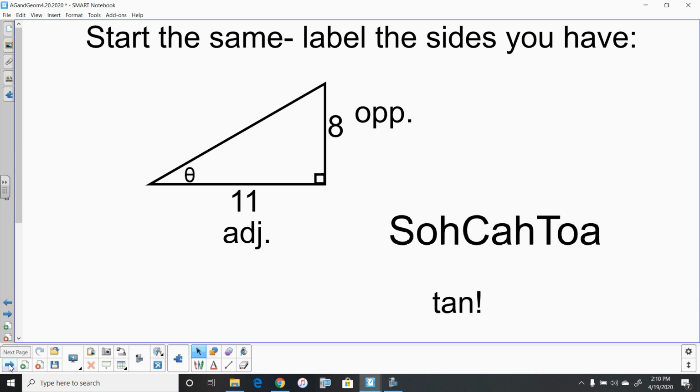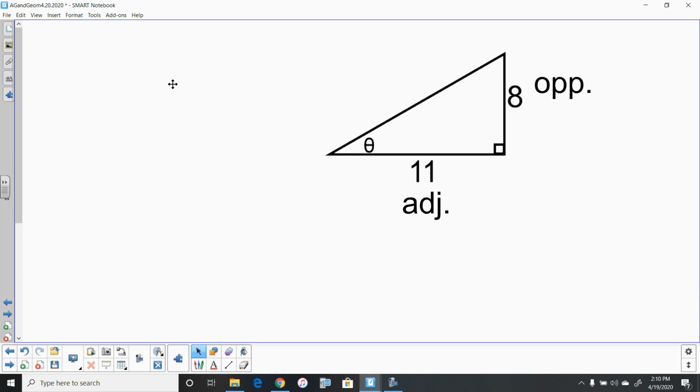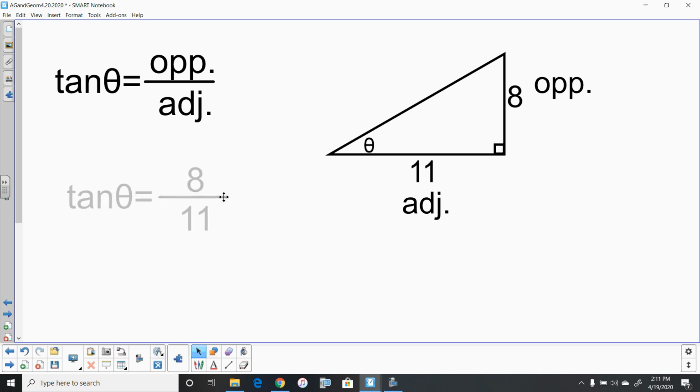Now, set up your problem the same way. I've got tan theta equals opposite over adjacent. That's what we were doing before. And now we're going to plug in everything that we've got. In this case, I don't know theta, so that's going to stay as just a variable theta. But opposite is going to be 8, and the adjacent is going to be 11.